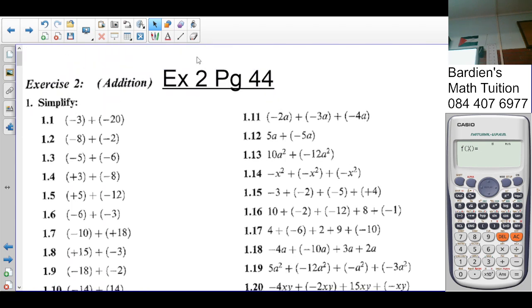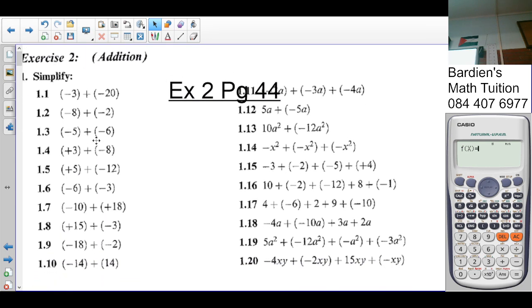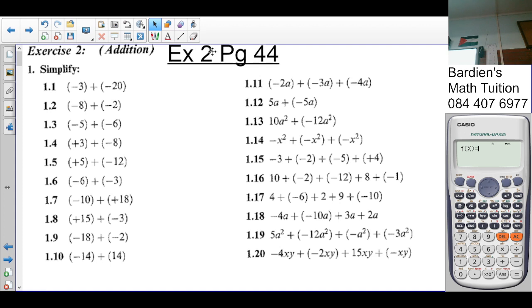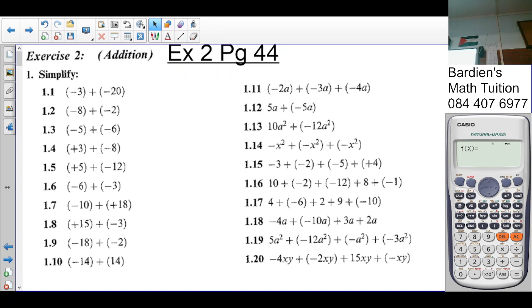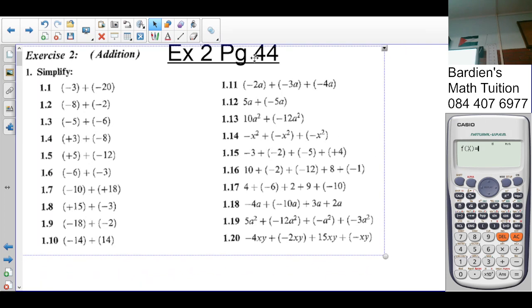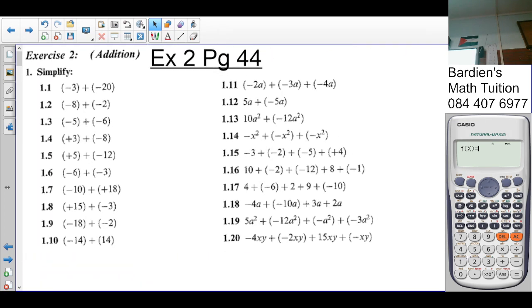So your homework is going to be exercise 2, and it's on page 44. Exercise 2 on page 44. Don't forget you're writing a test on Monday on what you have done for this week. I'm telling you now, so it's not a spot test anymore. It's a class test now. I don't want to give you surprises anymore. I give you an opportunity to go learn this stuff. Writing a test on Monday.